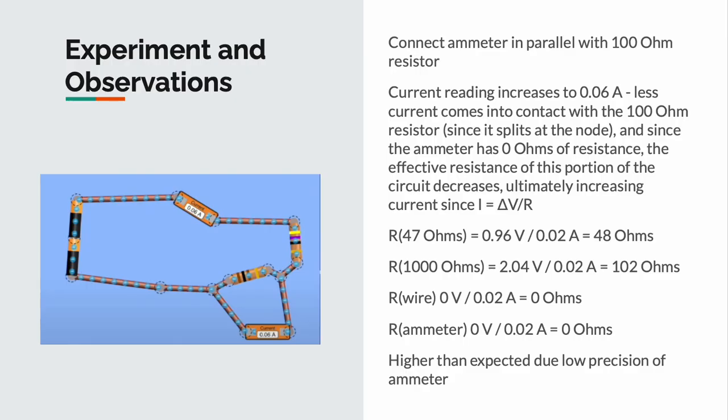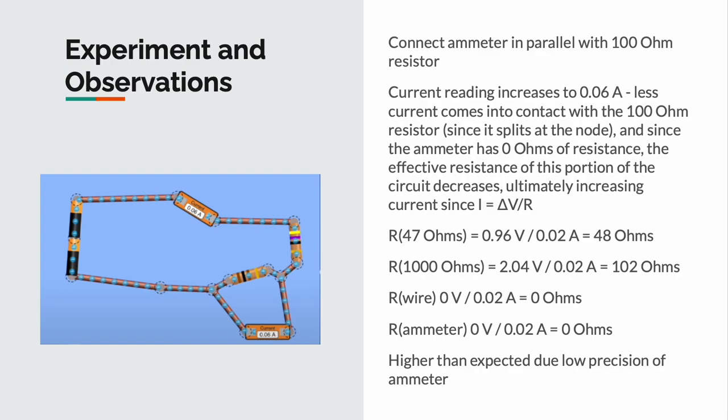When you connect the ammeter in parallel with the 100 ohm resistor, the current reading increases to 0.06 amps, because less current comes into contact with the 100 ohm resistor since it splits at the node, and since the ammeter has 0 ohms of resistance, the effective resistance of this portion of the circuit decreases, ultimately increasing the current since I equals V over R.